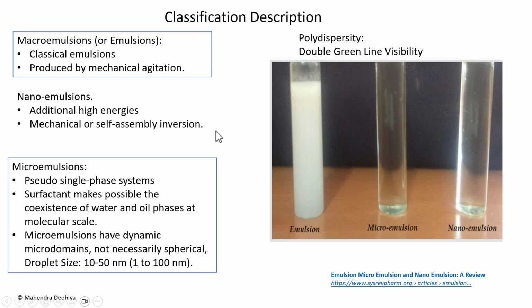So what do they look like? Classical emulsion produced by mechanical energy looks creamy. Nanoemulsions produced by high energy or mechanical self-assembly inversion. And you can see the green lines here, much clearer than macroemulsion. Microemulsions are pseudo monophasic system. They behave like solution. They appear like solution, so you can see microemulsion here. And the green lines drawn on the black background are clearly visible. So surfactants and emulsifiers are important in microemulsions.